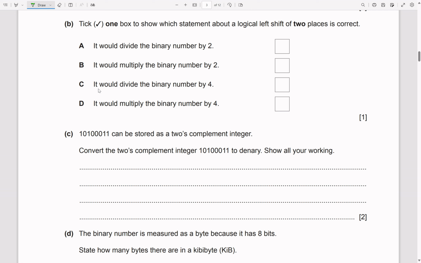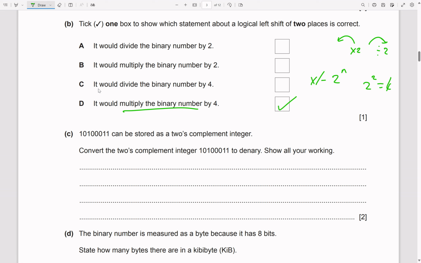Right, tick one box to show which statement about a logical shift left of 2 places is correct. Right, so let's think, if we're shifting left by 1 place, that's going to multiply by 2. Of course, if we're shifting right by 1 place, that's going to divide by 2. So therefore, shifting multiplies or divides by 2 to the power of n. Here, because we're shifting left 2 places, that's 2 to the power of 2, which is equal to 4. So yeah, that's going to be this one here.